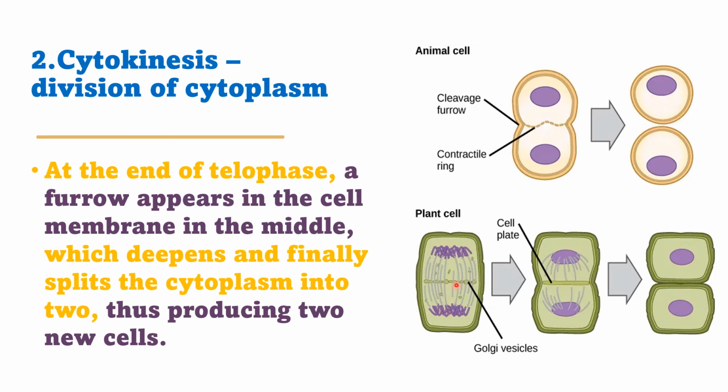But in the case of plant cells, instead of furrow formation, what is there? A cell plate formation. During cytokinesis, the cell plate grows from the center to the periphery. Here you can see it growing from the center to the periphery, resulting in two cells. When it grows from the center to the periphery, the cytoplasm divides into two, forming two daughter cells.